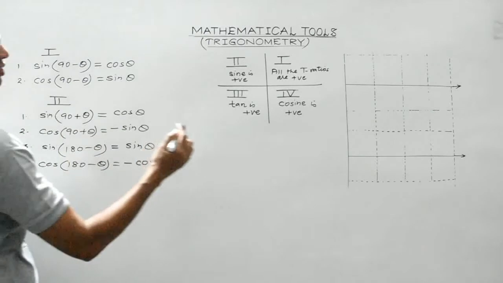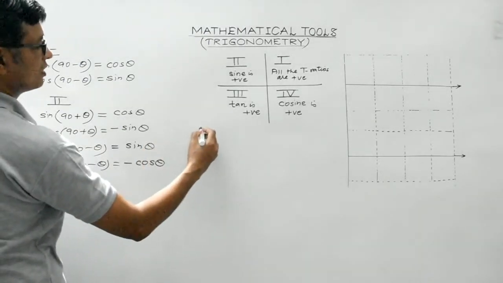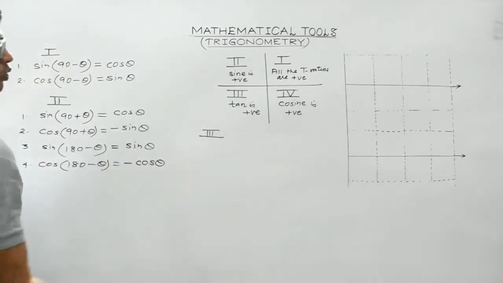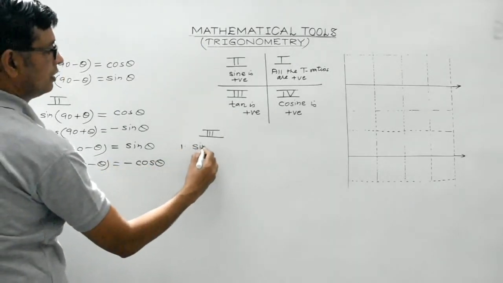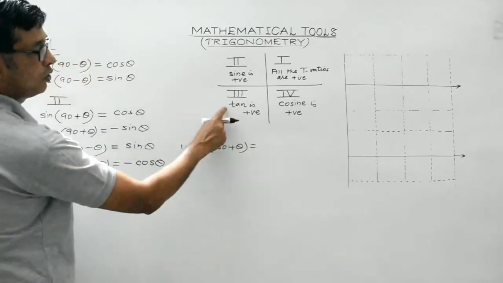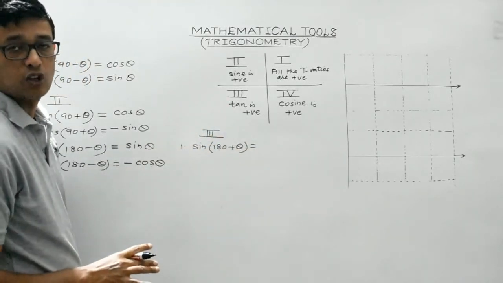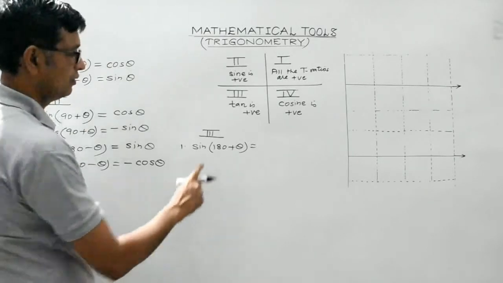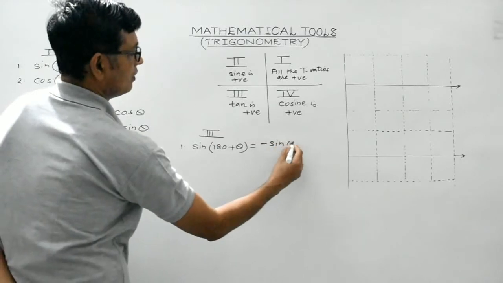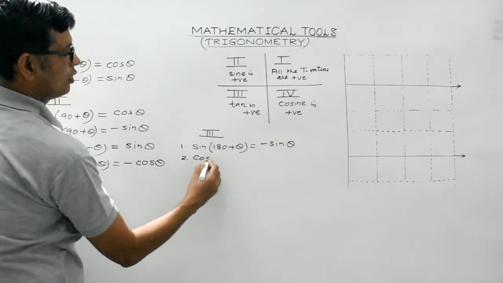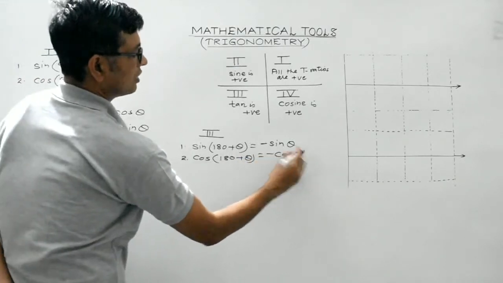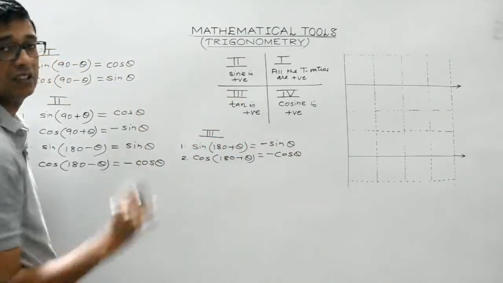So let's concentrate on the formulas in the third quadrant. Over here, sine of 180 plus theta. Now look, here only tan is positive and cot is positive. So sine and cos are negative, so it will be negative. 180 means it remains sine only. Cos of 180 plus theta will be minus cos theta. Sine and cos both are negative in the third quadrant.